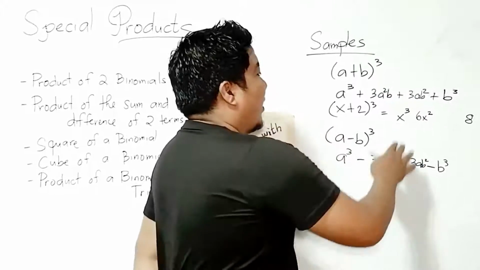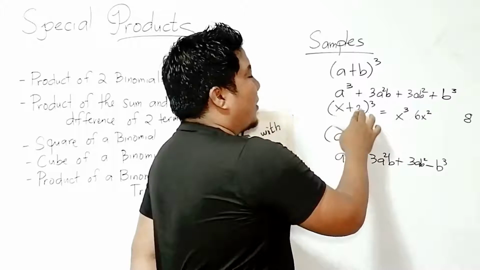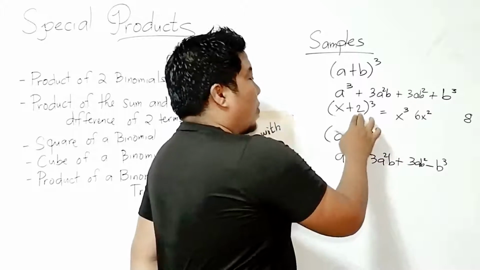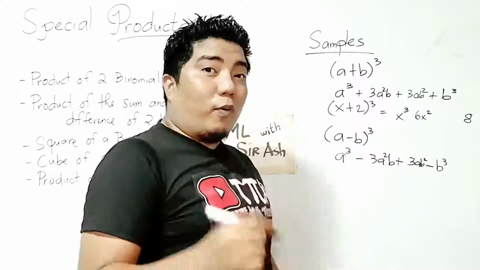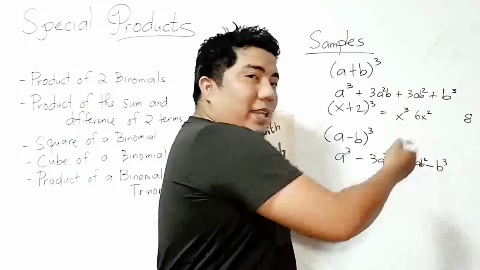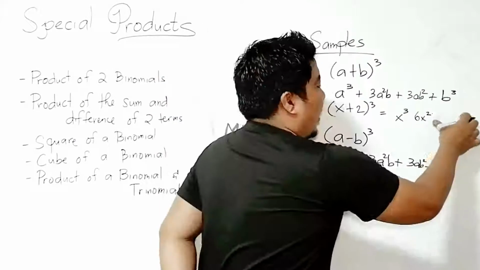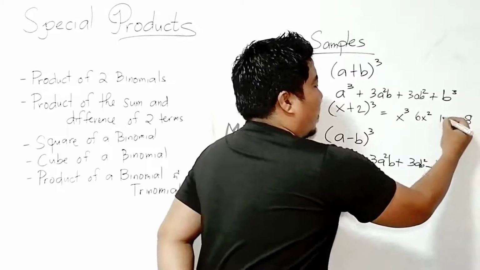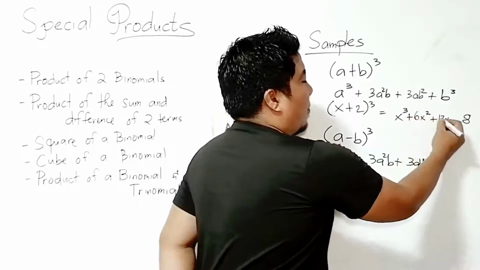And then, we have the third term, that will be the first term times the square of the second. So, the square of 2 is 4. So, 4 times x, that is 4x. And then, times 3, because we have 3 here. So, 4x times 3, that is 12x. So, all of the signs are positive.